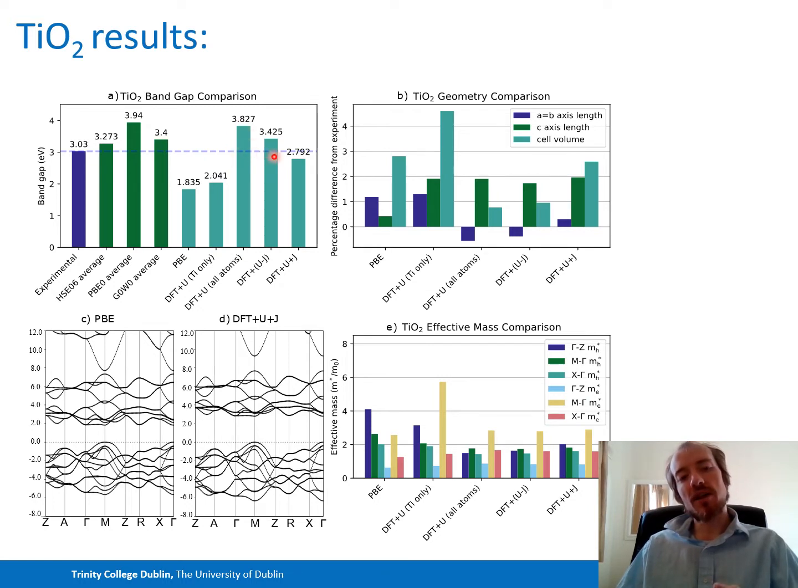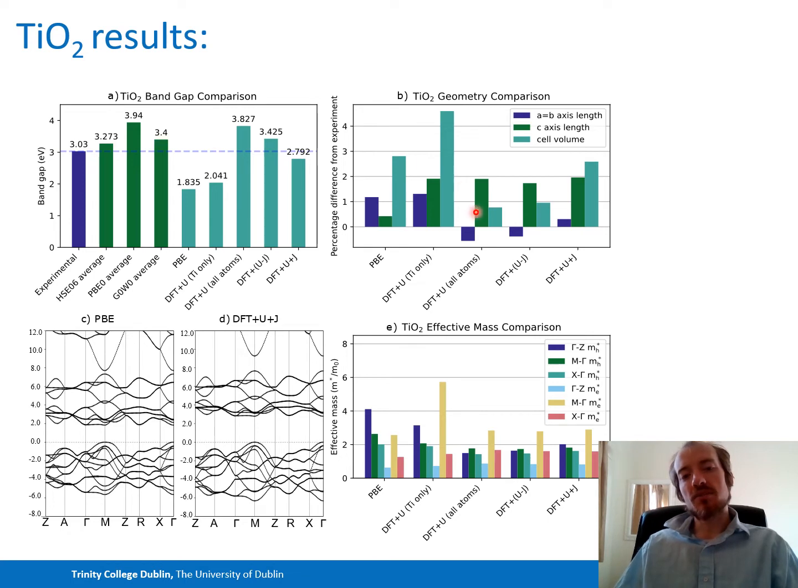Now, one method of applying J brings us down. This is the effective U, where you just subtract the J from the U value. So that works all right. But the best methodology, which we call DFT+U+J, implements the U and J separately as separate corrections, which you can do in Quantum Espresso and in a few other packages. And this is about as accurate as hybrid functionals.